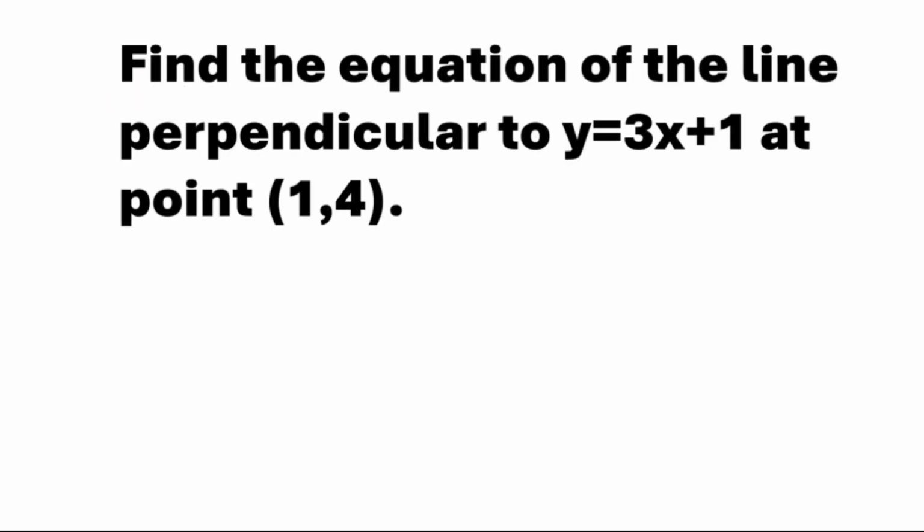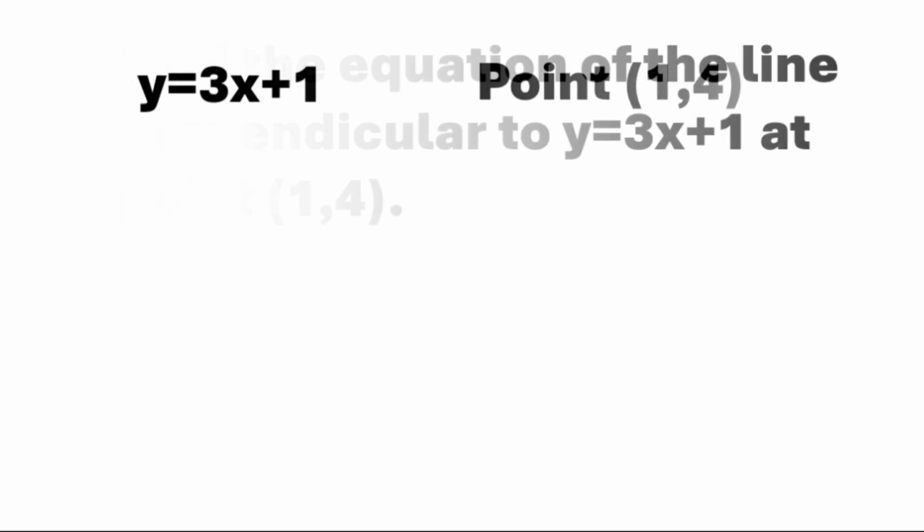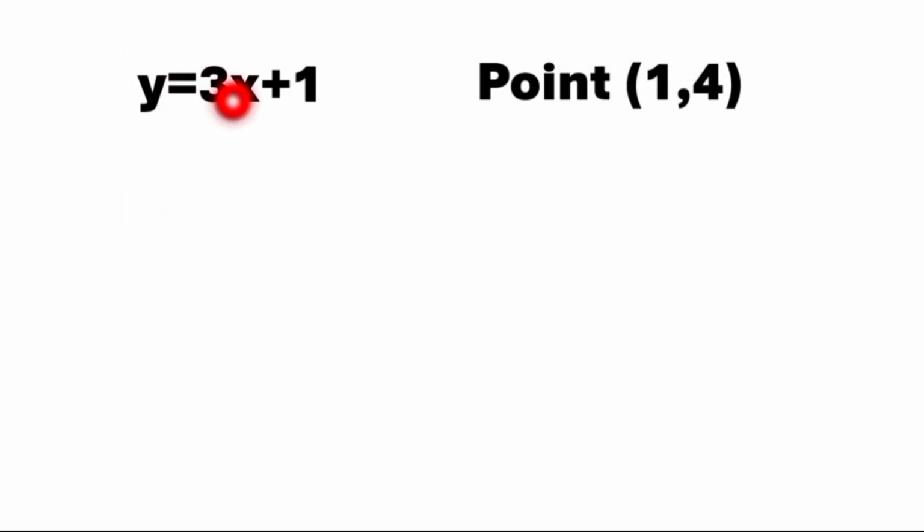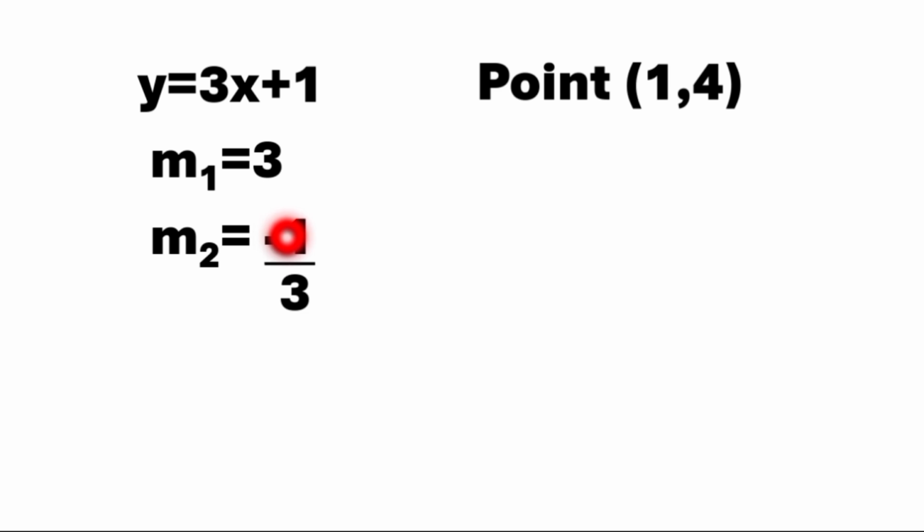For example, find the equation of the line perpendicular to y equals 3x plus 1 at point (1, 4). So we have our equation y equals 3x plus 1 and the point (1, 4). This is our slope, since this is the slope-intercept form. So our m1 is 3. So our m2, our second slope, is negative 1 over 3.